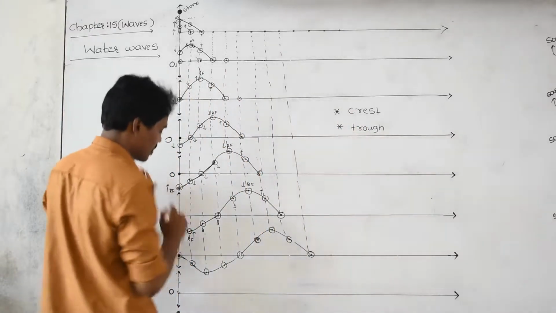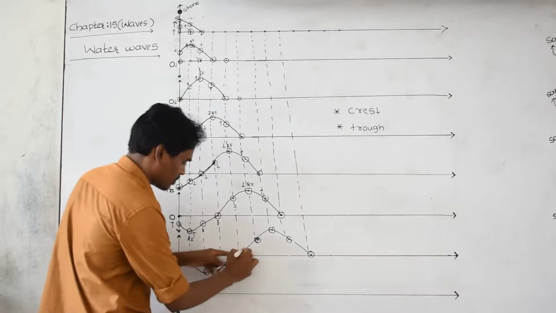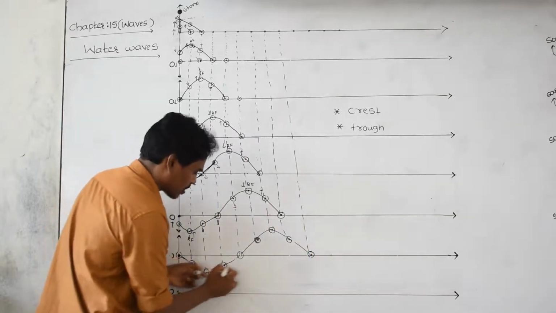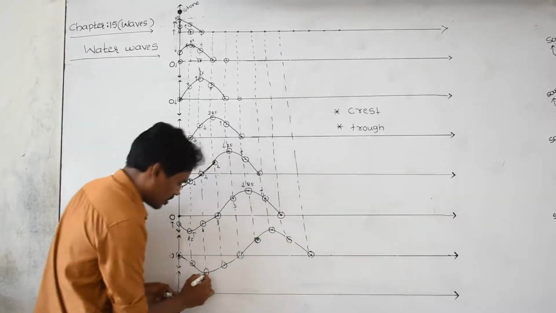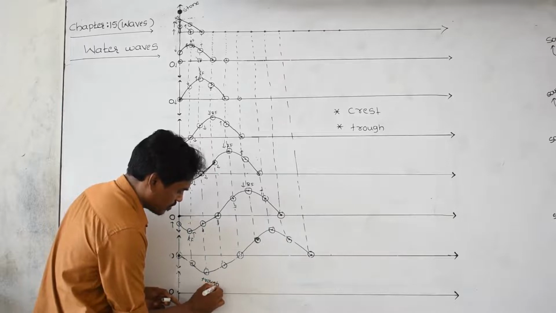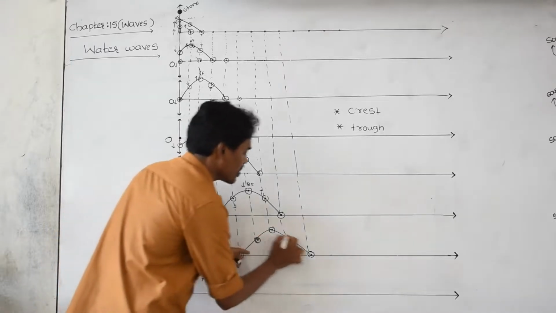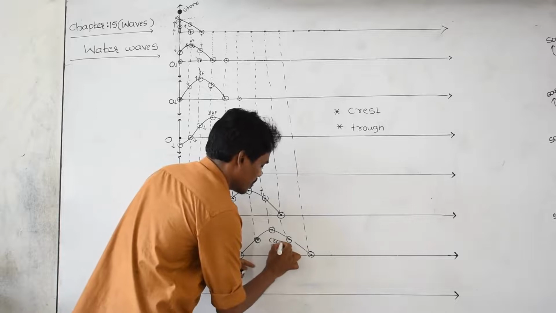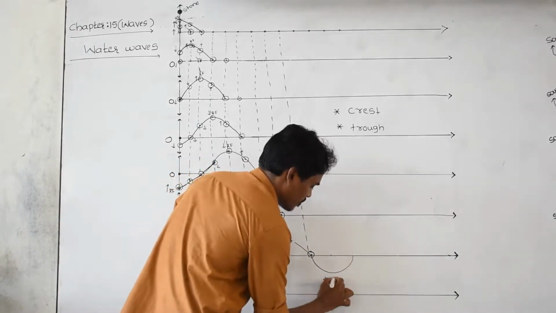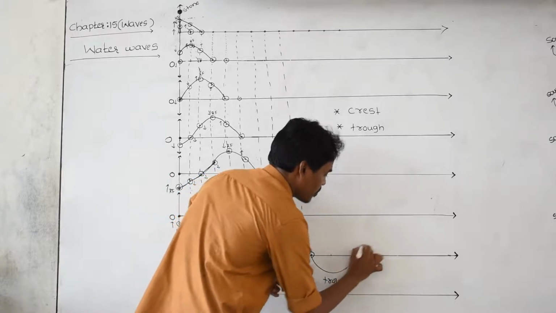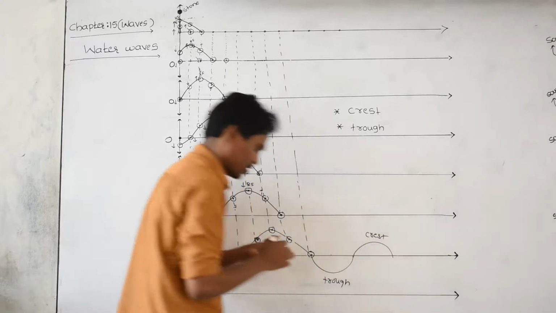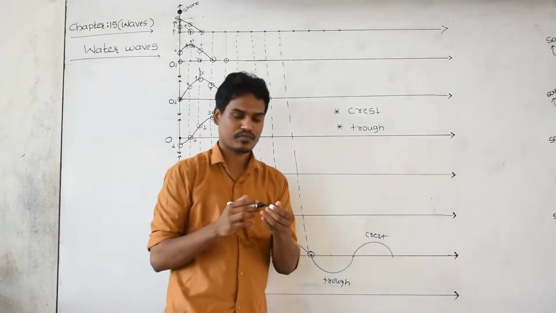What is a crest? See here, this is a crest, and this is a trough. This is a crest, this is a trough. This is a trough, and this one is a crest. This is a crest, and again next we are getting a trough, and the next part of the wave, half part of the wave, is a crest. This is which medium? Water medium.